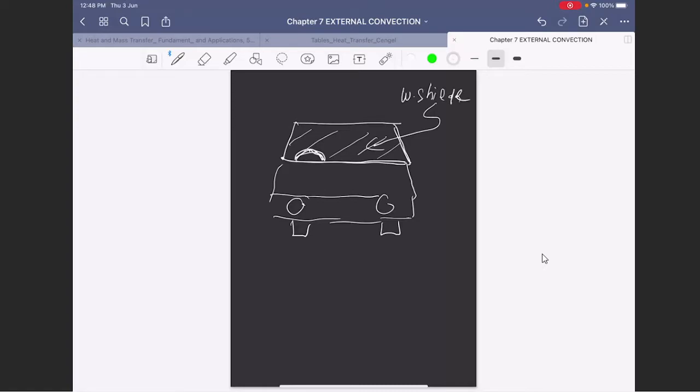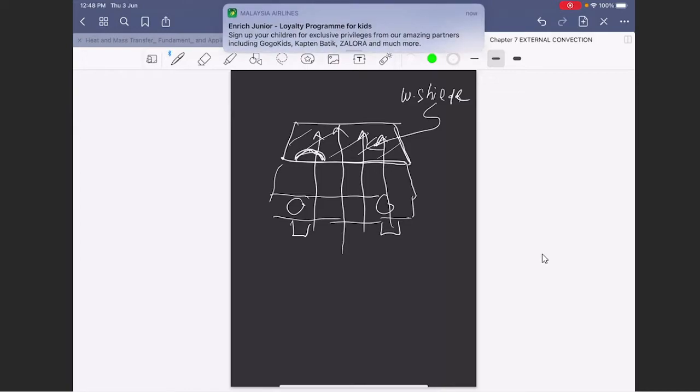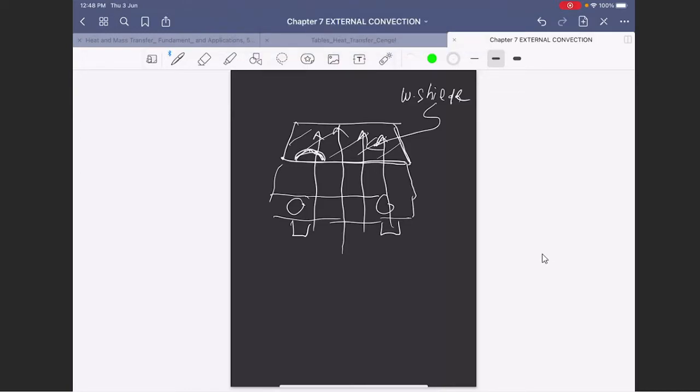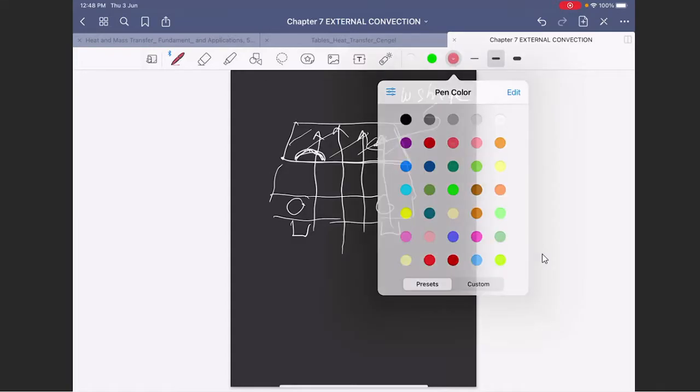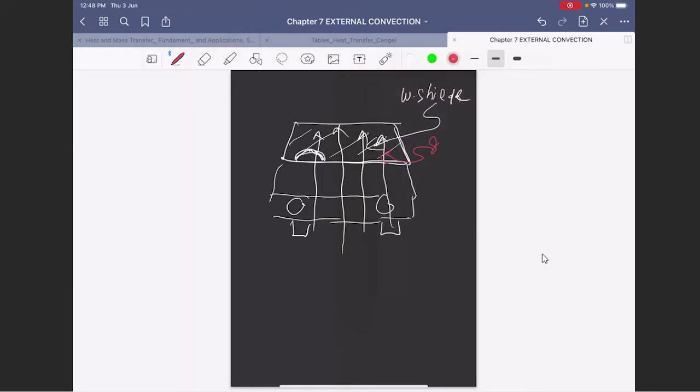Okay, now the wind flows over this windshield. Understand or not? Because the car is moving, the air flows over the windshield due to the moving car. So now, what is the value of this airflow? Still the same, 80 kilometer per hour. Okay, so now inside the car.